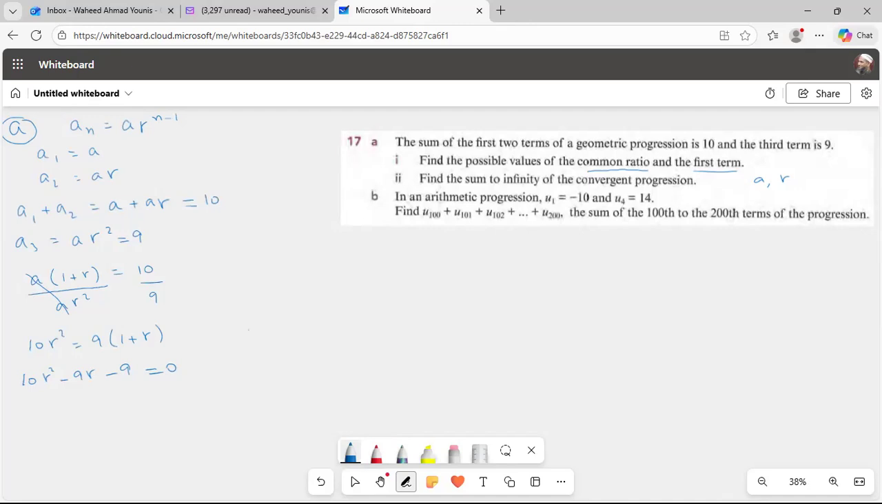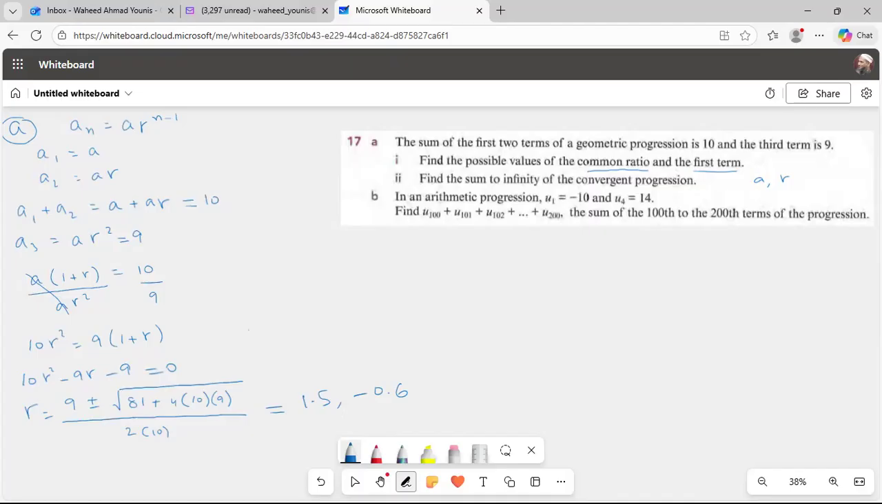Okay, so let me use the quadratic formula. R equals minus B plus or minus the square root of B square minus 4 times A times C. C is minus 9, so I put plus here, and divided by 2A, which means 2 times 10. Okay, and when this is solved, we get two answers. One is 1.5 and the other is minus 0.6. Okay, so we have two values of R.